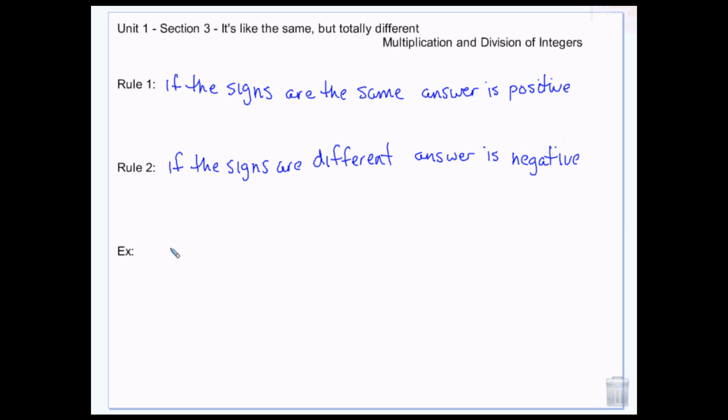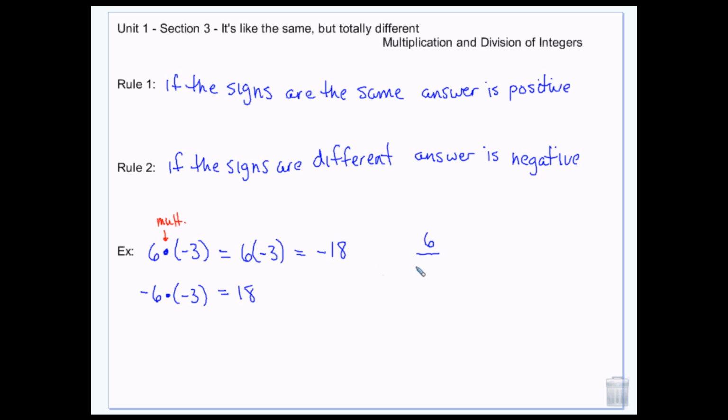Okay, so some examples. 6 times, oh no, I'm doing the big 6 times negative 3. Okay, we don't use x's for multiplication anymore. This is multiplication. I can also write this as 6 times negative 3, like that. Okay, but we don't use the x anymore. So 6 and negative 3, opposite signs, so my answer is going to be negative. Negative 6 times negative 3, same sign, answer is positive.